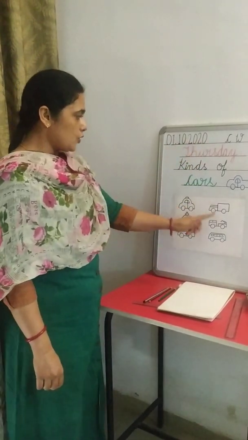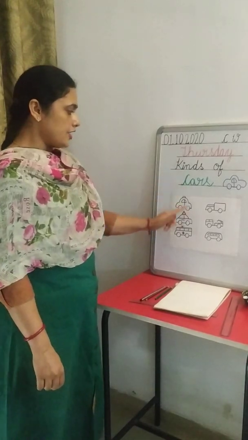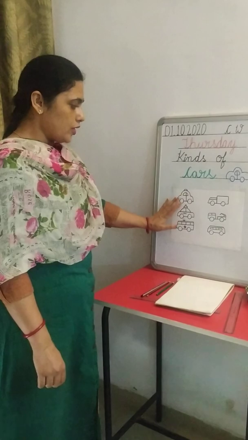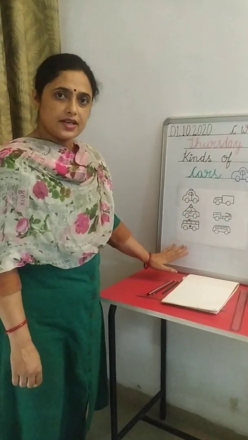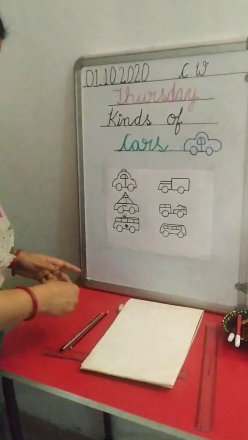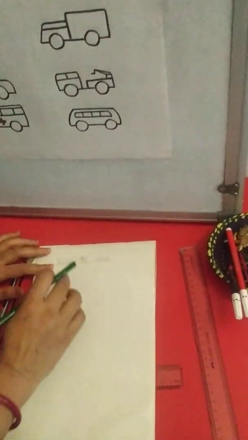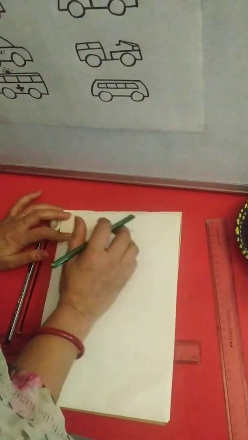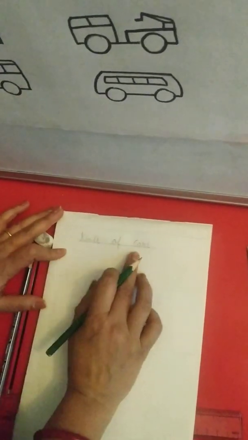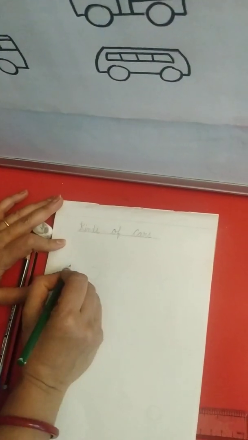And we are doing how to draw different kinds of cars. They are different vehicles. We are going to learn how to make it. So let's begin. So you are going to write down today's date and day. And then you will write down the topic.